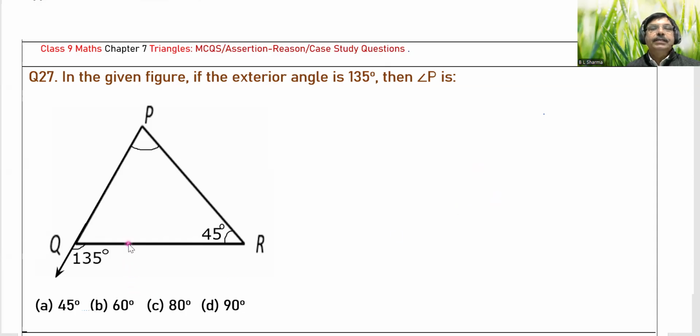In the figure, it is given 135 degrees. This angle is 45 degrees. We have to calculate this angle. So since by linear pair of angles, the sum of these two angles is 135 degrees. So angle PQR will be 45 degrees.